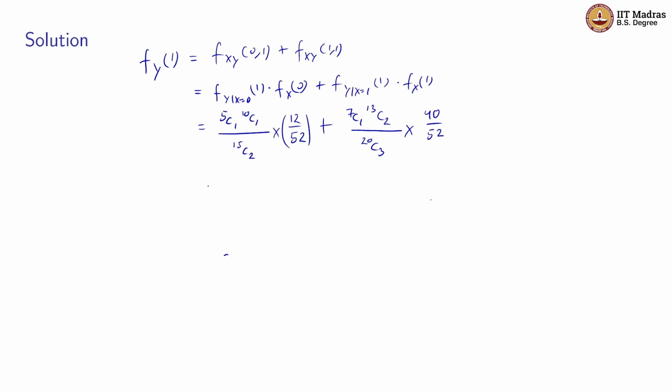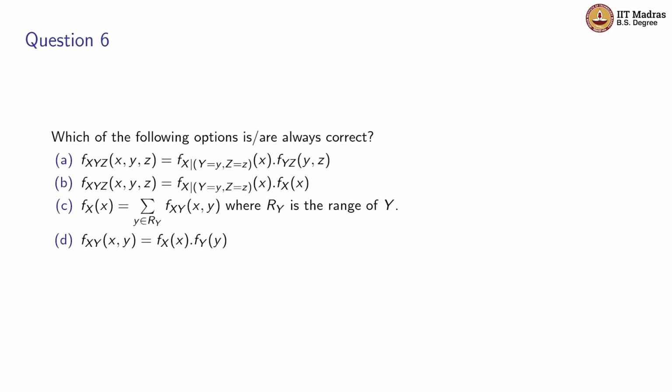40 by 52. Now on further simplification, this is 5 into 10 divided by 105, into 12 by 52, plus 7 into 78 divided by 1140, into 40 by 52. And on further simplification, we get our required answer, which is 0.47.